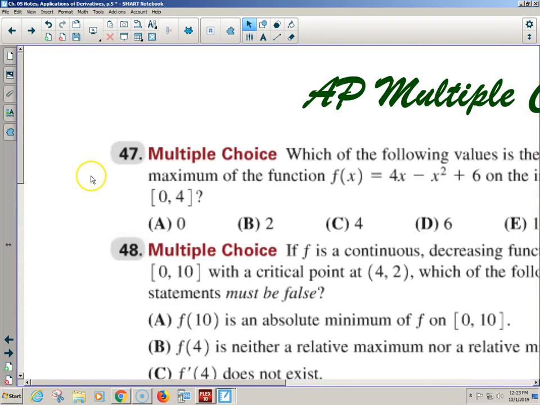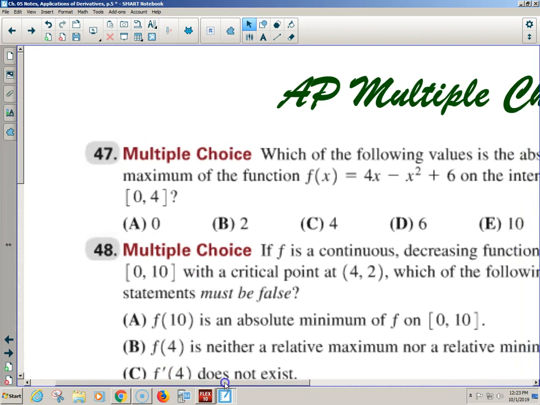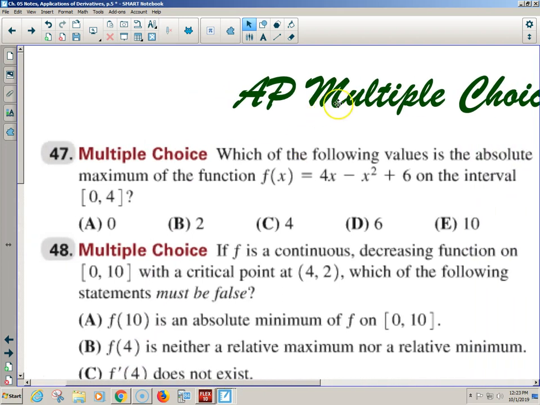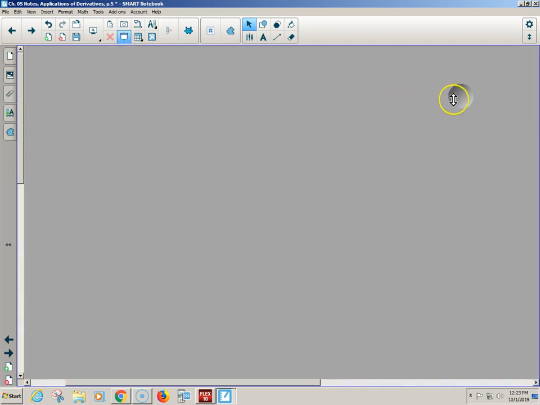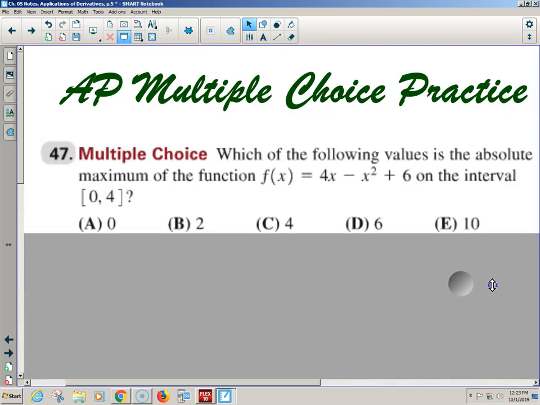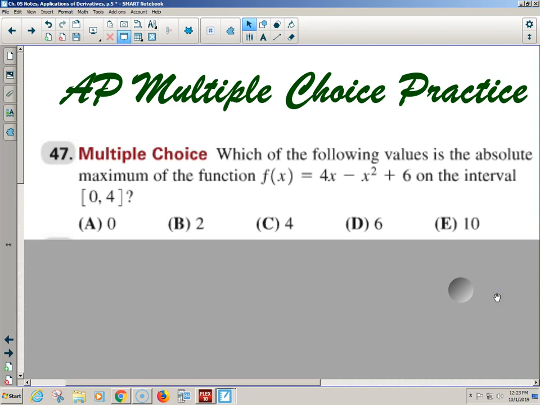Man, I have to make it big. How do I make it big? All right, I'll just have you do 1. Which of the following values is the absolute maximum of the function 4x minus x squared plus 6 on the interval 0 to 4?